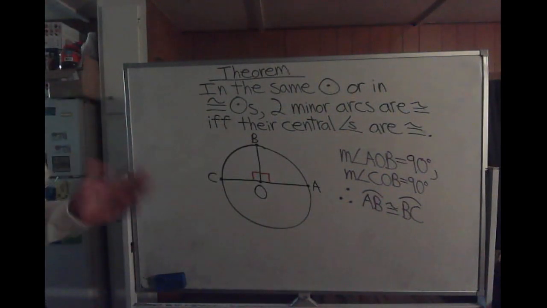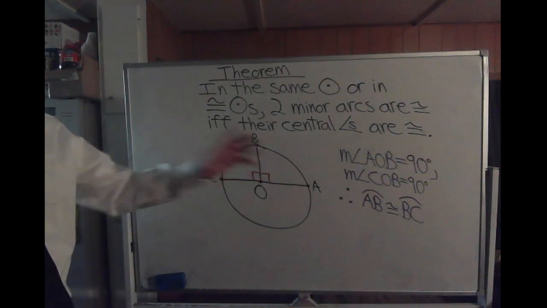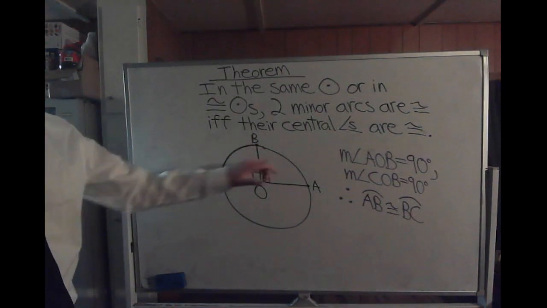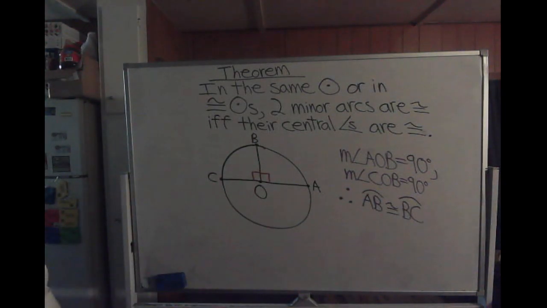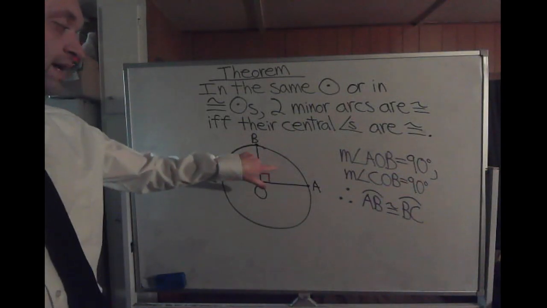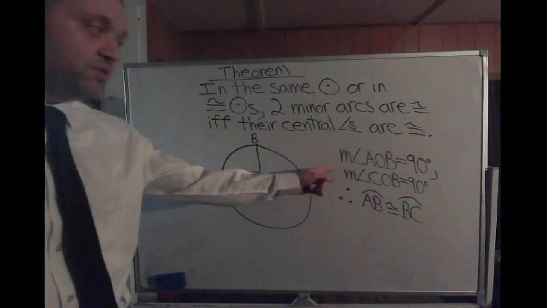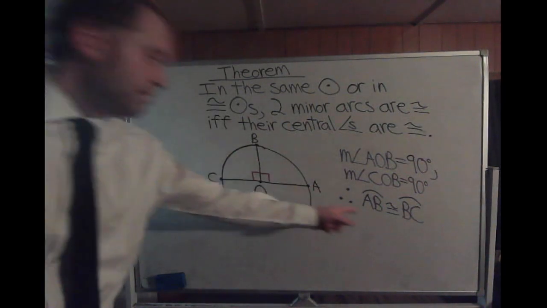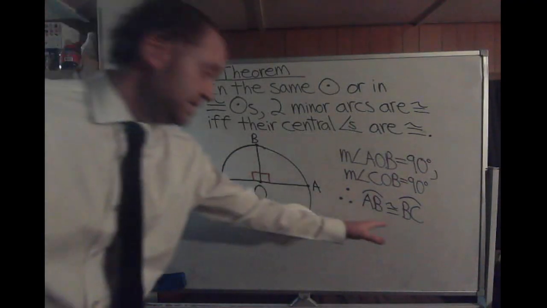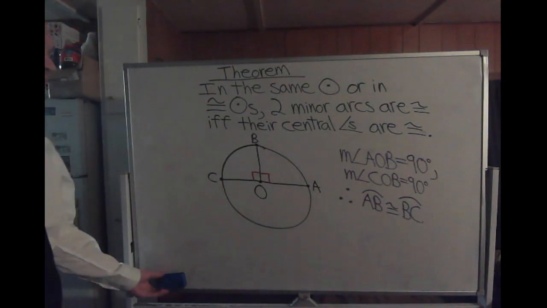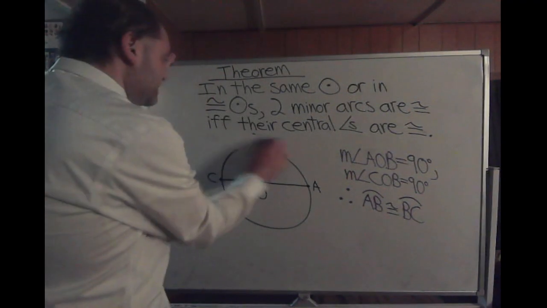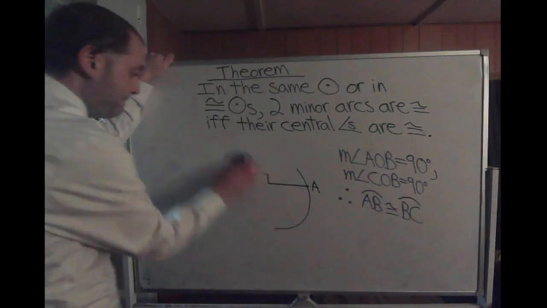Because remember, the measure of your minor arc is also the measure of your central angle. So since you have two congruent central angles here, they're both 90 degrees, that means arc AB is congruent to arc BC. Now let's illustrate this with two different circles.